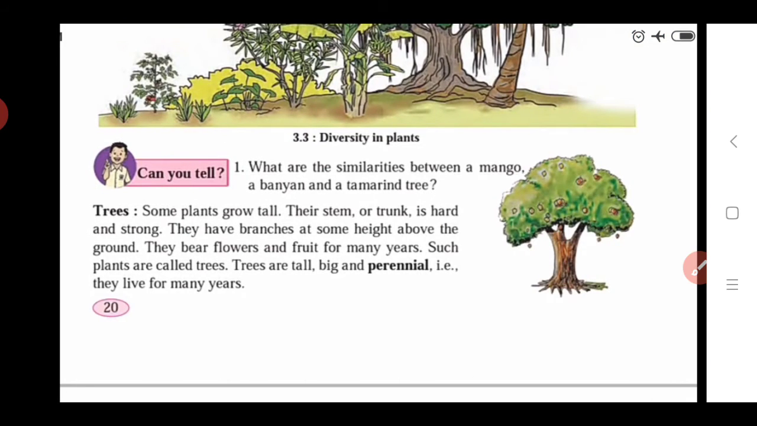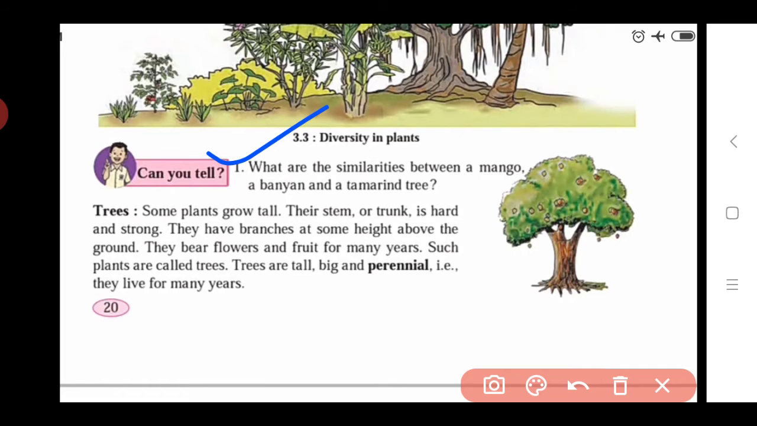So first we see the trees. First type of the plant is the tree. So the first question is: can you recall what are the similarities between the mango, banyan and the tamarind tree?